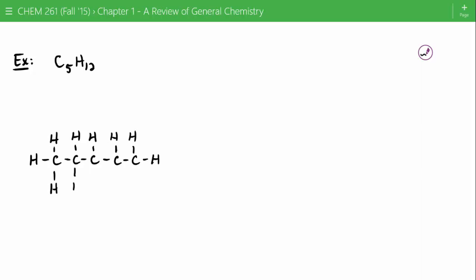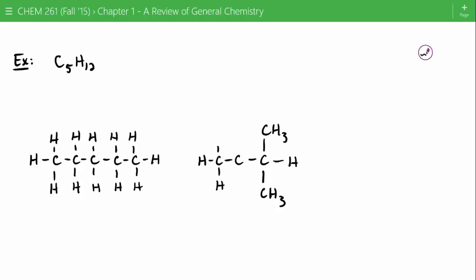So this is known as pentane. Pent just means 5 carbons. And then we have another one where there's some branching that occurs. So we've got a CH3 sticking up here and down here. I'm not going to draw out all of the individual hydrogens. There we go. So that's still C5H12.